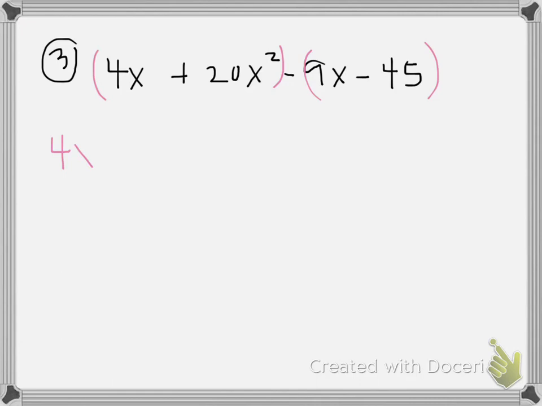I just messed your whole problem up. I'm sorry. So try it again. Take a few minutes and try to do that again: 4x cubed plus 20x squared minus 9x minus 45.